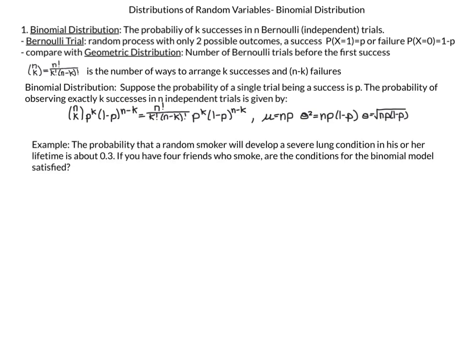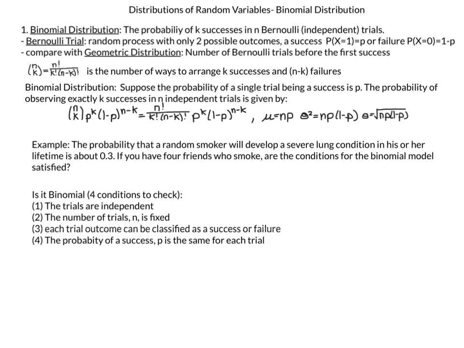Our next example: the probability that a random smoker will develop a severe lung condition in his or her lifetime is about 0.3. If you have 4 friends who smoke, are the conditions for the binomial model satisfied? I'm going to look at those 4 conditions to check if it satisfies the binomial distribution. The first is that the trials are independent. So if we selected at random 4 people from, let's say, the US population, they're going to be kind of independent people. But in this case, we have 4 friends.